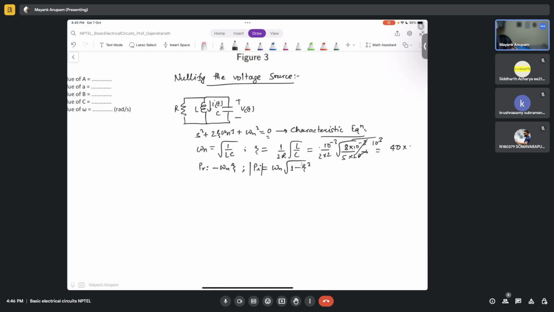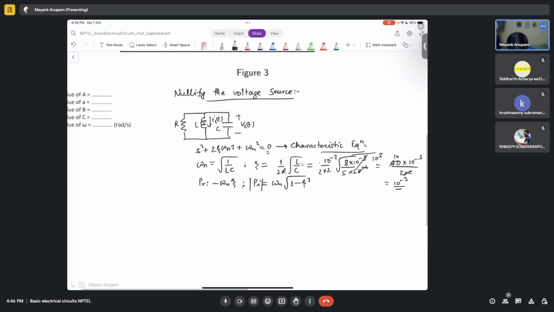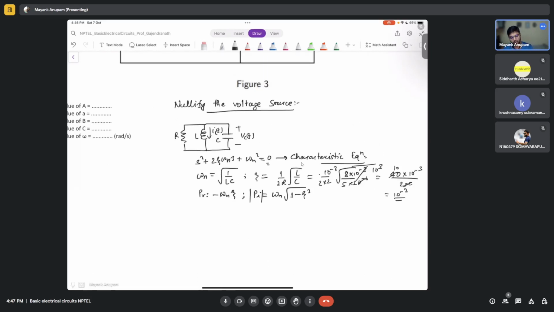40 into 10 to the power minus 3 divided by 2 into 2, which is 10 to the power minus 2. So it is much less, right? Zeta is actually very less. Correct? Yes, sir. Zeta is 10 to the power minus 2. Is the calculation correct here? I mean, you verify whether the calculation is correct or not.